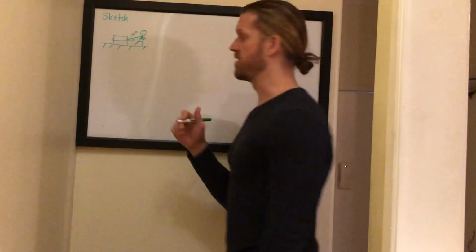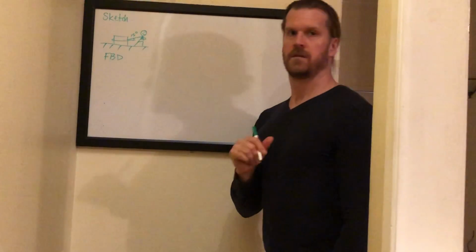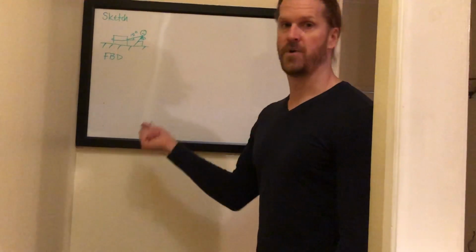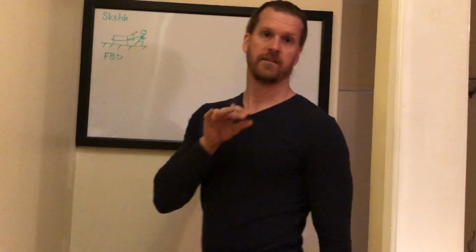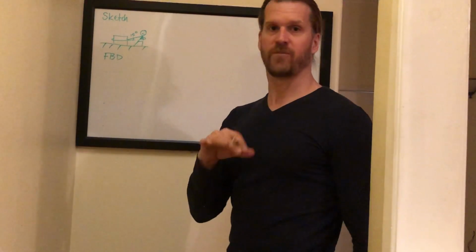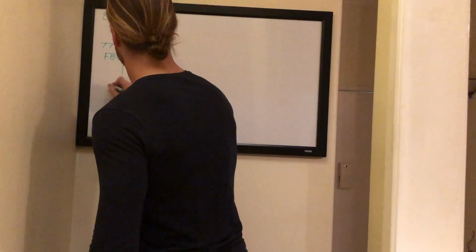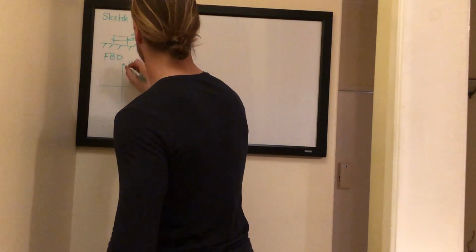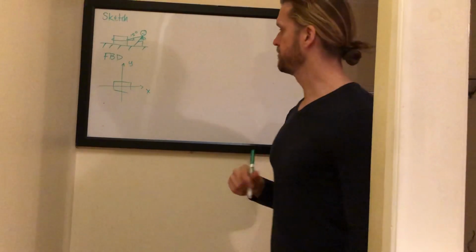The free body diagram, remember we look at the object of interest. The object of interest is the box. It's not the ground, it's not the rope, it's not you. We place that object of interest at the center of a coordinate system. We'll use the usual X, Y, horizontal, vertical coordinate system. Here's our object of interest, the box.